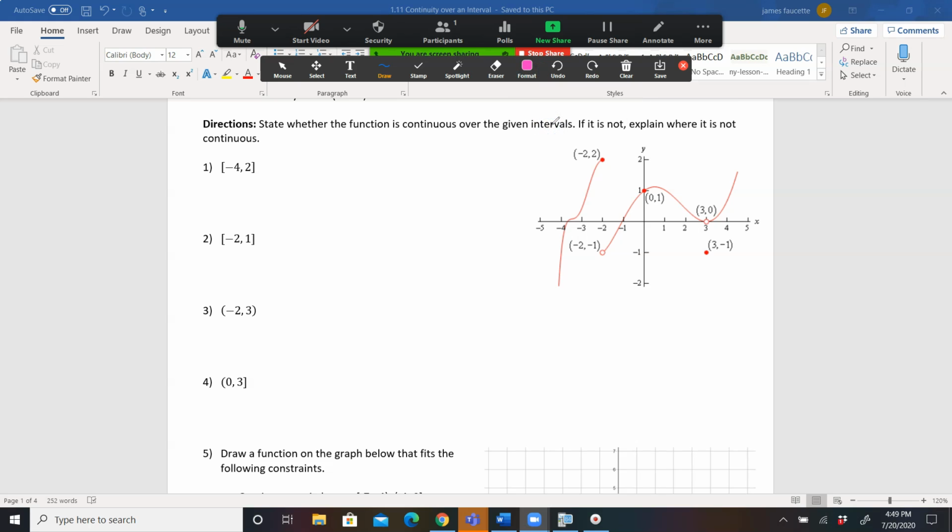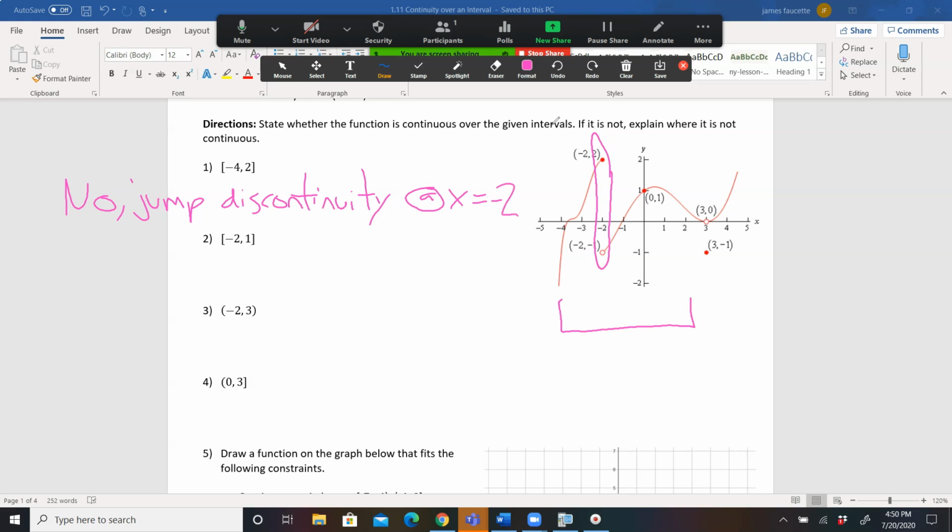Okay, for the interval -4 to 2 inclusive, with a quick look, we can see that the function has a discontinuity at x equals -2, right? We have this jump discontinuity here. Other than that, it would be continuous, but because we have the discontinuity, it is not continuous over the entire interval, and we just want to state where that discontinuity occurs. So at x equals -2.